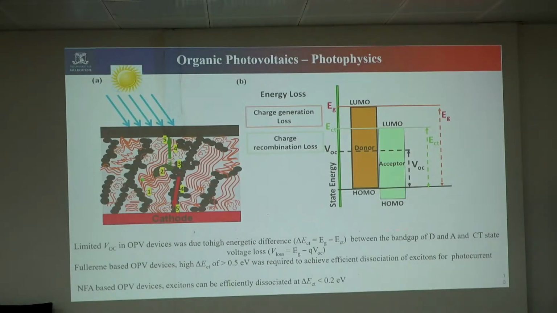That's a charge generation loss. After charge generation, the charges should be collected until they travel to the electrode, and they lose some of the energy. That's called recombination loss. I hope you understand some of the concept of why we are getting 0.5 when we have the band gap of 1.1.